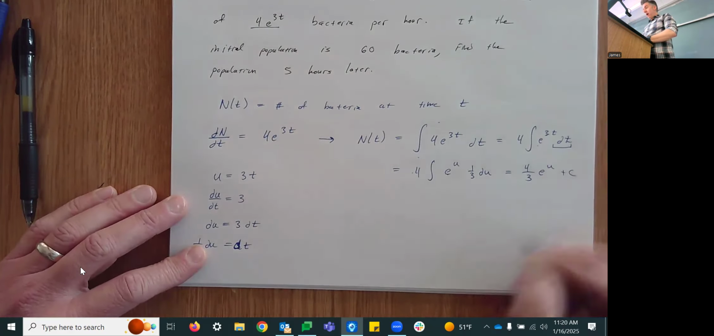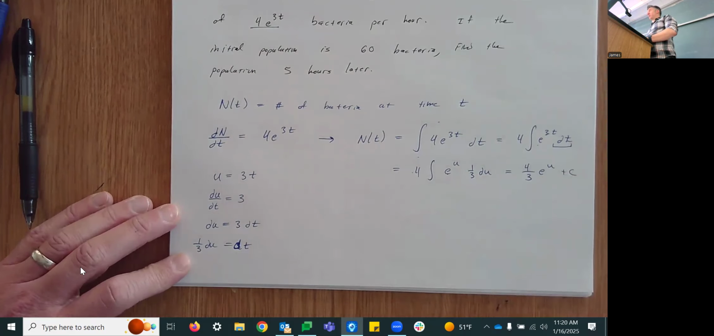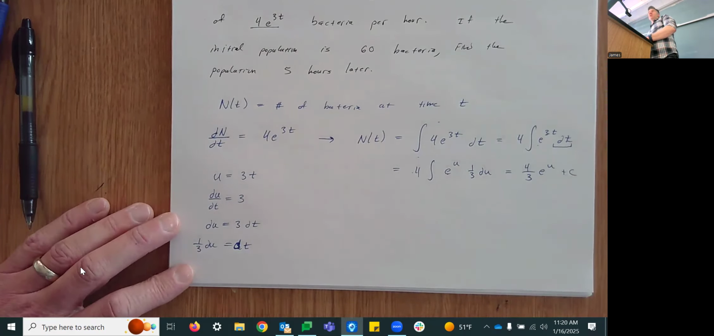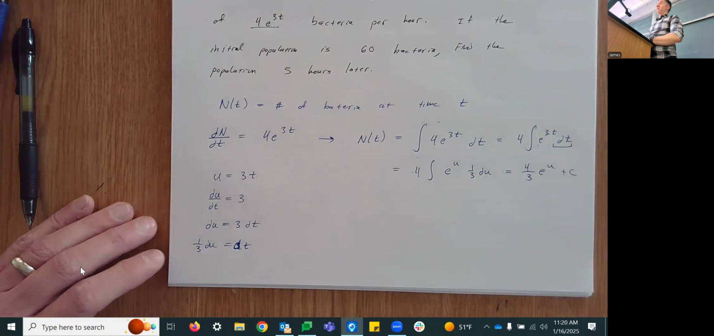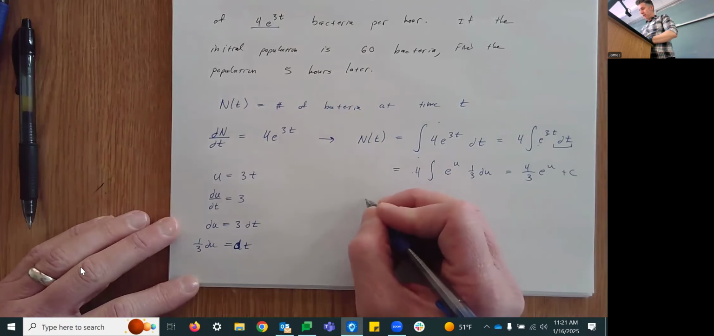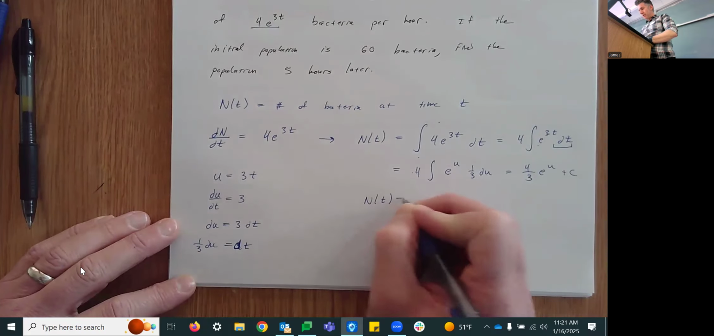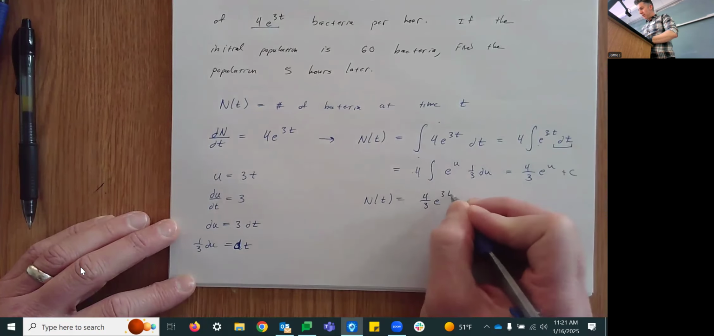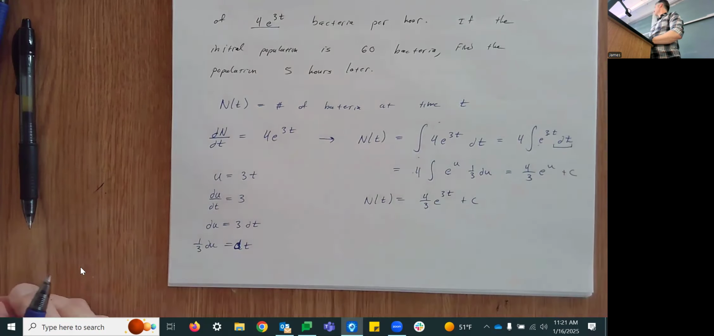Plus c. And then we are going to change back to the variable we started with, right? Because if we're doing an antiderivative, we should always end with the same variable we started with, if it's an indefinite integral. If it's definite, you don't have to, but we'll talk about that later. So here we're going to say that n of t is equal to 4/3 e to the 3t plus c.